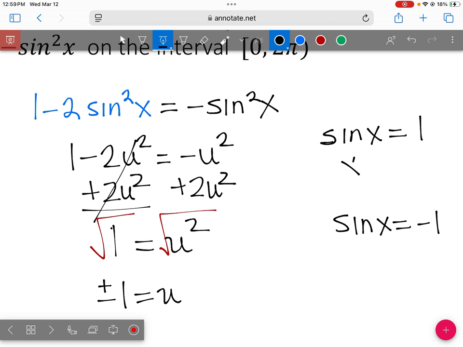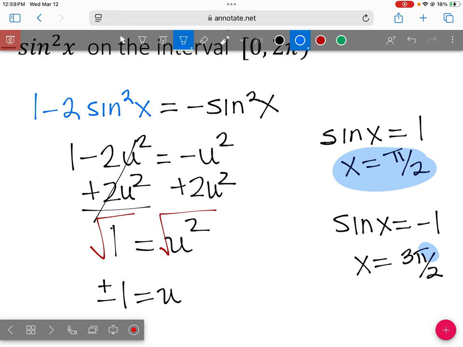So look at your unit circle and tell me, where is sine positive 1? Where is sine negative 1? Sine is positive 1 at pi over 2. Sine is negative 1 at 3 pi over 2. And that is your 2 solutions right there.